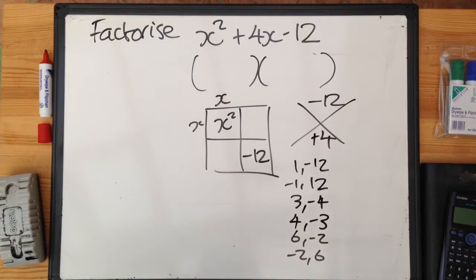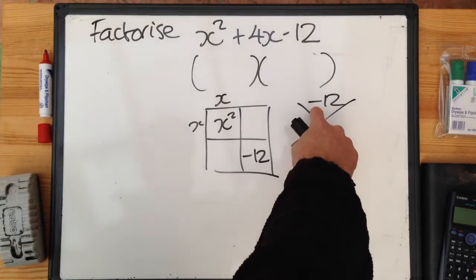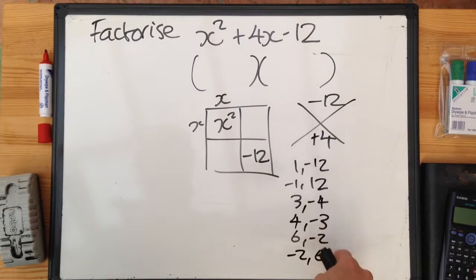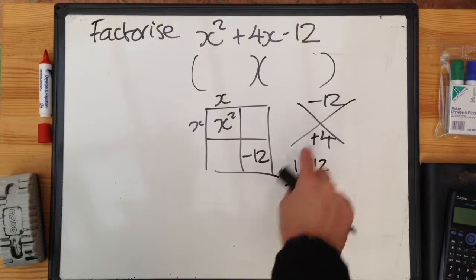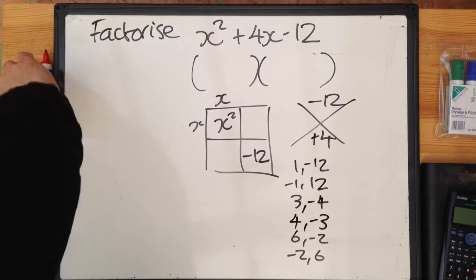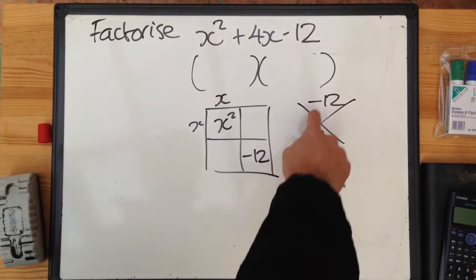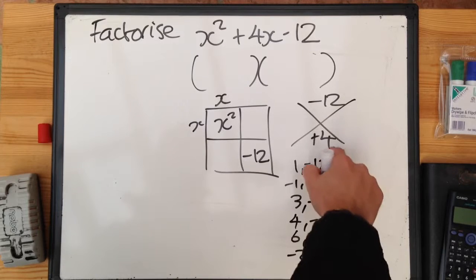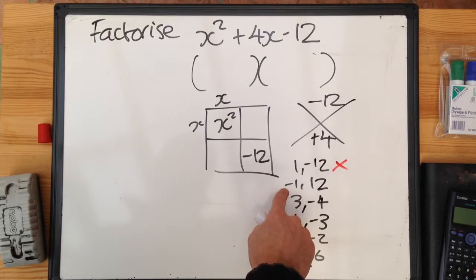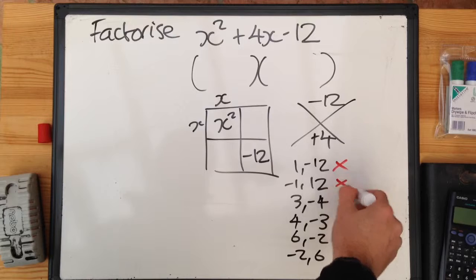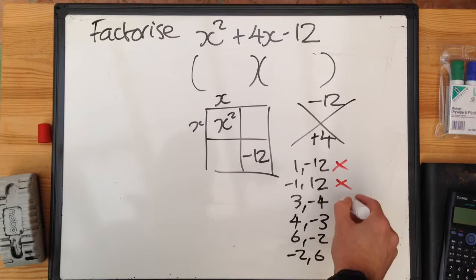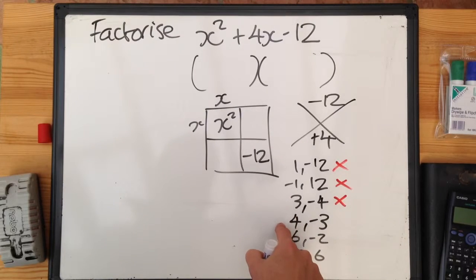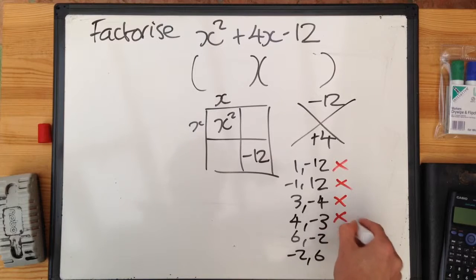6 possible pairs of values that multiply to give minus 12, but they're all going to add to give something different, and one of those should give us our plus 4. So let's go through it in order. 1 times minus 12 is minus 12, brilliant, but 1 add minus 12 is minus 11, no good, needs to be plus 4. Similarly, minus 1 add 12 is 11, no good. 3 add minus 4 is minus 1, no good. 4 add minus 3 is 1, no good.